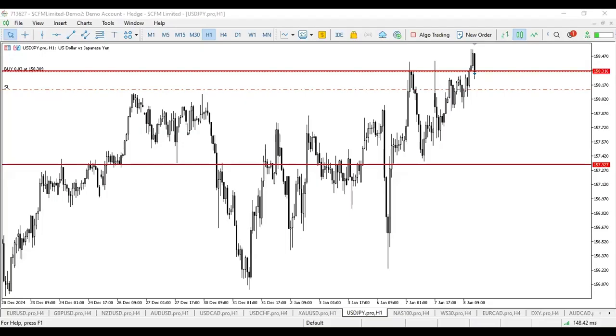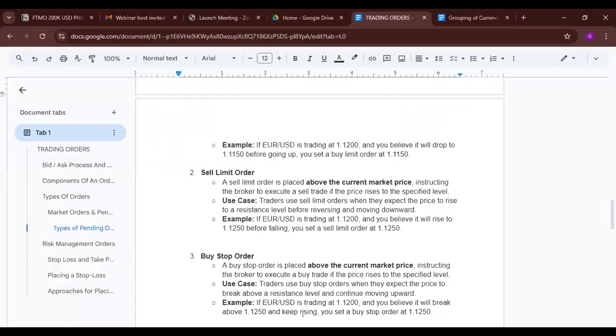Now, a sell limit order is placed above the current market price, instructing the broker to execute a sell trade if the price rises to the specified level. So a sell limit is placed above current market price, instructing the broker to execute a sell trade if the price rises to the specified level.